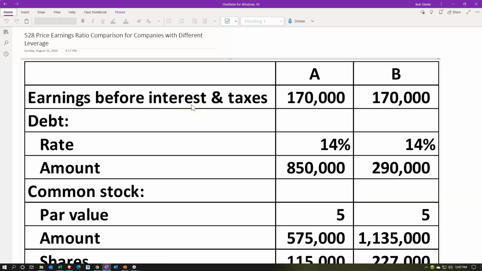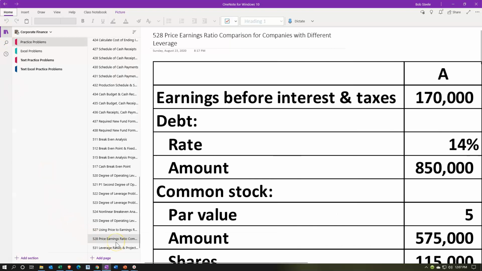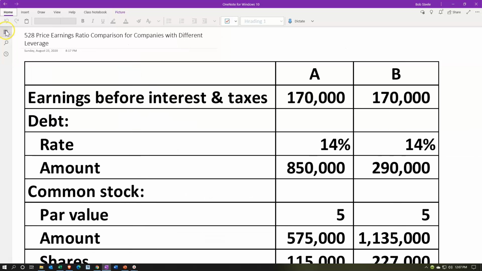Here we are in OneNote. If you would like to follow along in OneNote, you're not required to do so, but if you have access to it and would like to, we are in the 528 price-earnings ratio comparison for companies with different leverage tab in the practice problems section. Going to be closing this back out. We're going to read through the data that we have up top, then we'll have a smaller component of that data we will use to work through the practice problem.